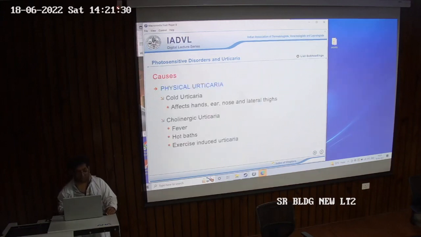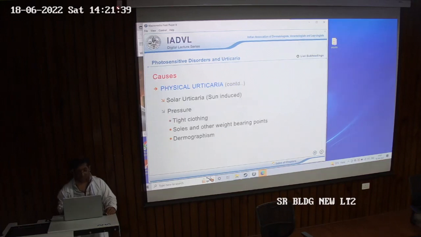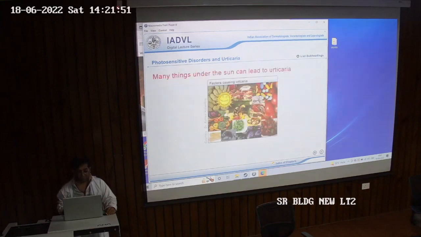Causes of physical urticaria: cold urticaria, which affects hands, ears, nose, and lateral thighs. Cholinergic urticaria includes fever, hot baths, and exercise-induced urticaria. Then solar urticaria, which is sun-induced. Pressure urticaria occurs with tight clothing, soles, and other weight-bearing points are common sites, and dermographism is often seen. So here are the factors causing urticaria: solar, food ingestions, birds, etc.